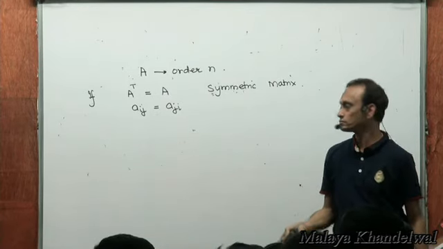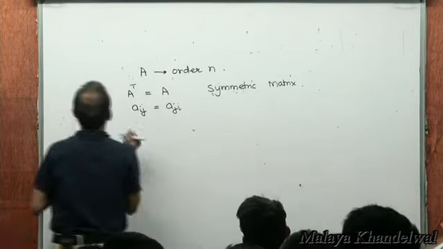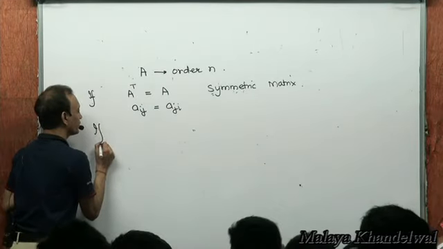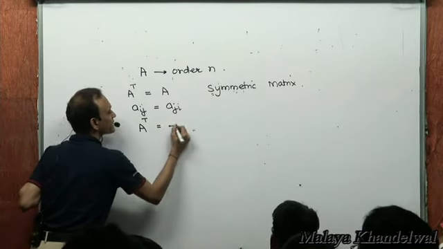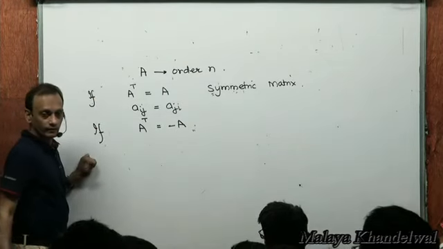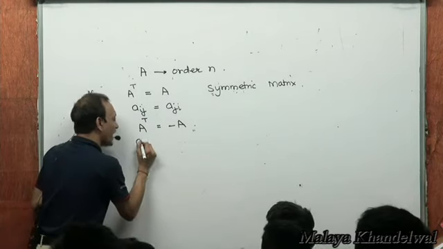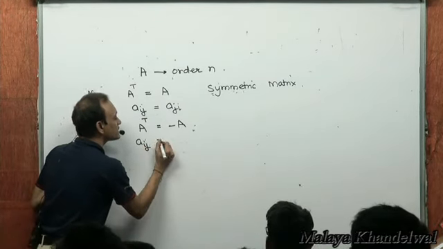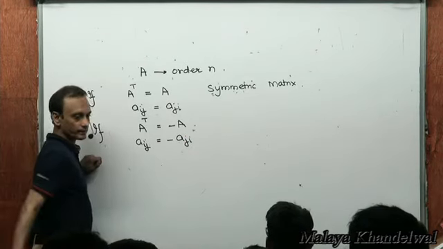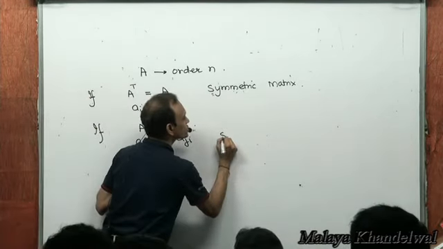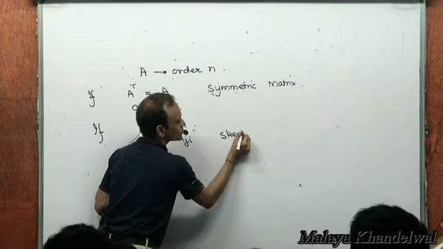Confused? If A transpose is minus A, that means if the ijth element of A is minus the jith element of A, then the matrix is called a skew symmetric matrix.